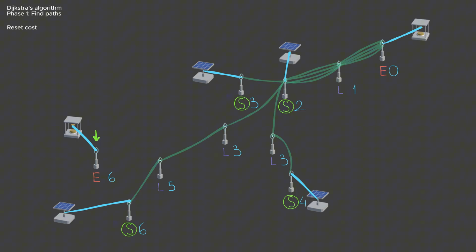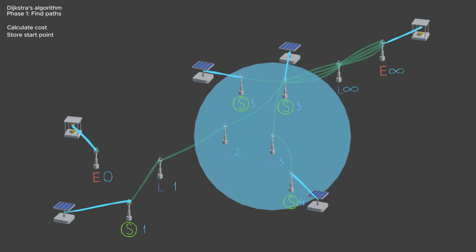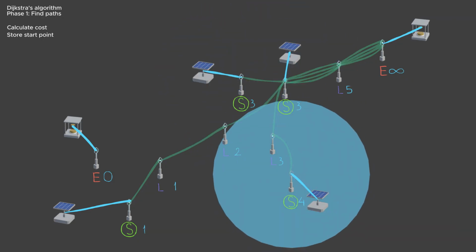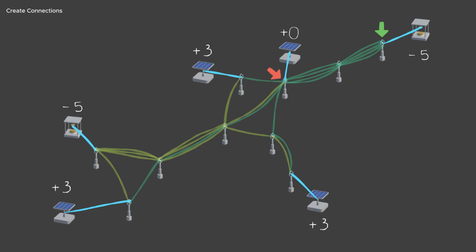Next, we repeat the algorithm for the second endpoint. After finding the possible paths for both endpoints, we recalculate the connections based on each user's energy demand. Finally, we successfully provide energy to all users.